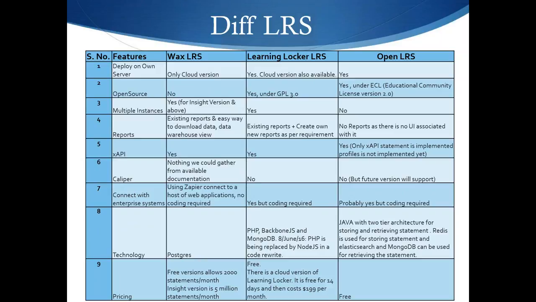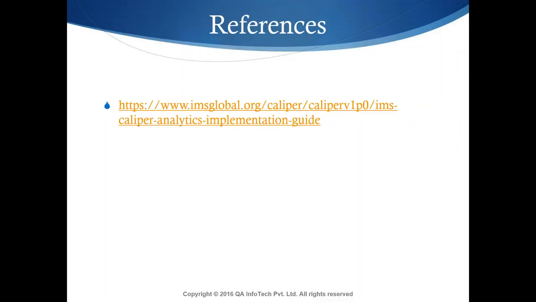On the pricing front, VAX LRS has a free version as well as paid versions where you can go up to 5 million statements and even probably more per month. In case of Learning Locker LRS, it is free, but there is also a cloud version which you have to pay for. It is $199 a month, and OpenLRS is essentially free. I took a lot of references from the implementation guide in Caliper, and also for LRS and xAPI, I have used a number of web resources.